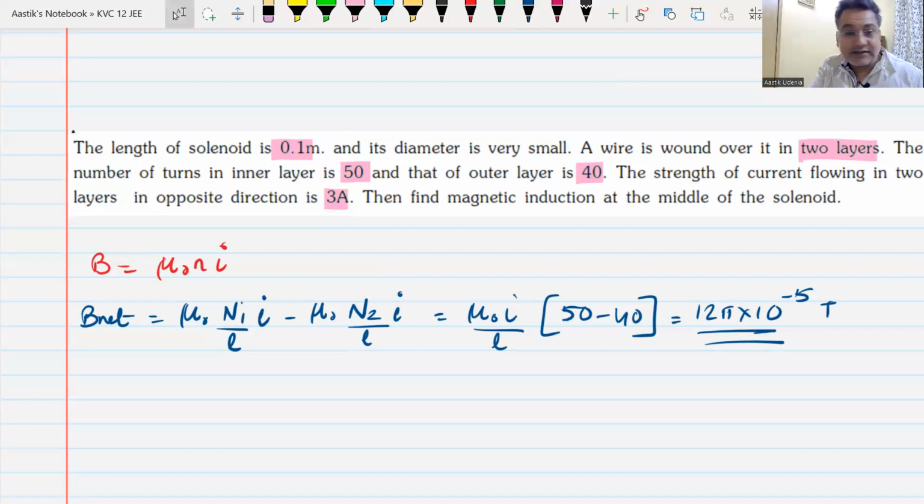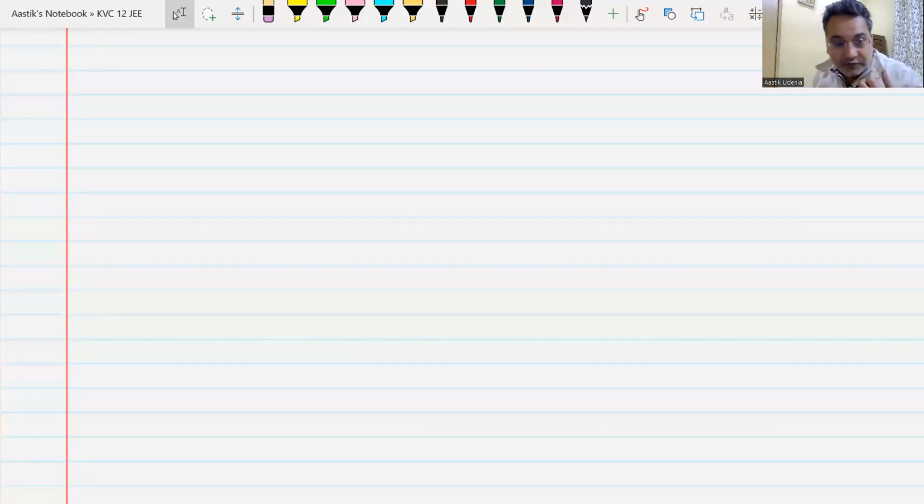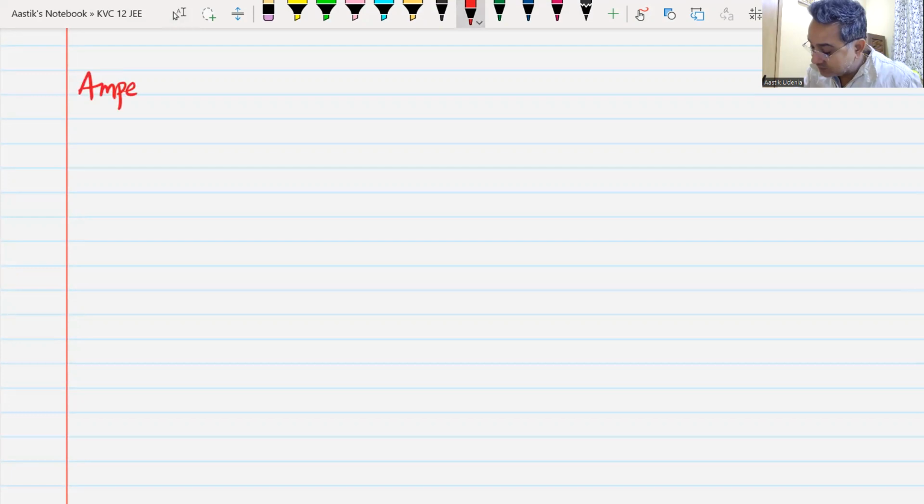That finishes this part of our discussion, and we move on to the last part of this particular section of magnetic field, that is known as Ampere's circuital law.